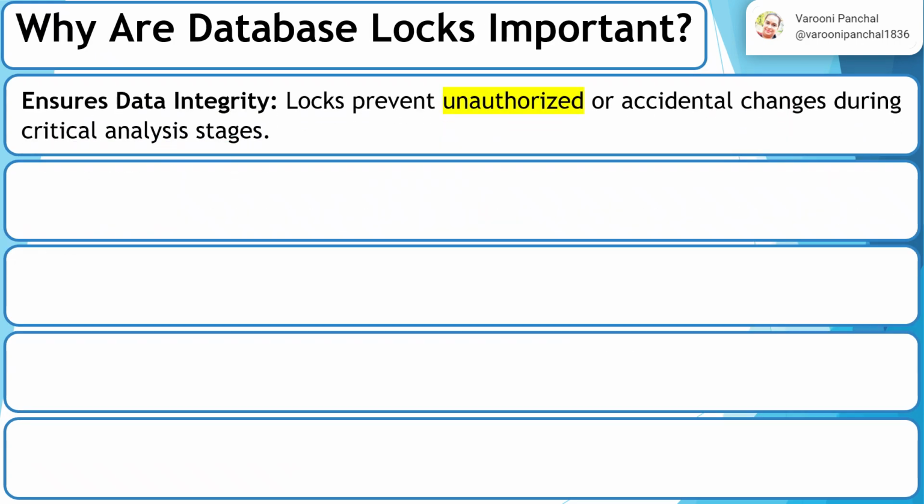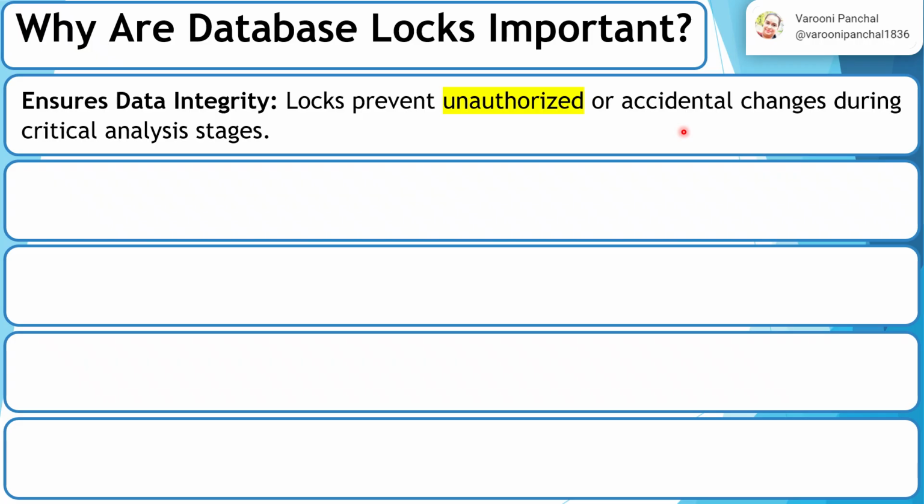Why are database locks important? Now these database locks are important because they ensure data integrity. Just to prevent any unauthorized or accidental changes, like during the critical analysis stages, we need to prevent those kinds of activities. That's the reason the database is locked.